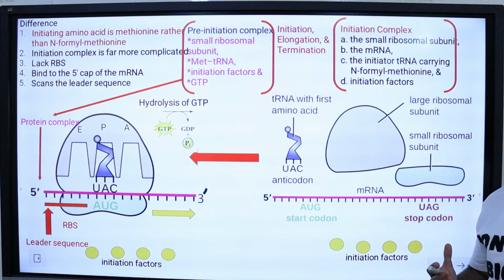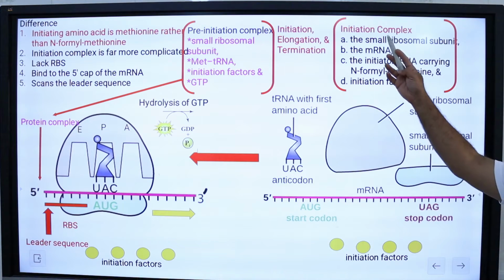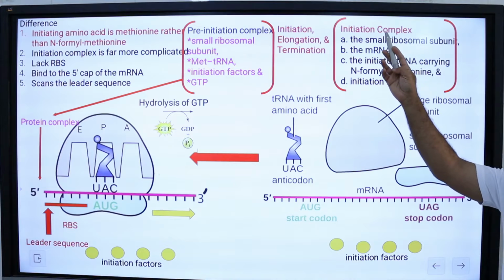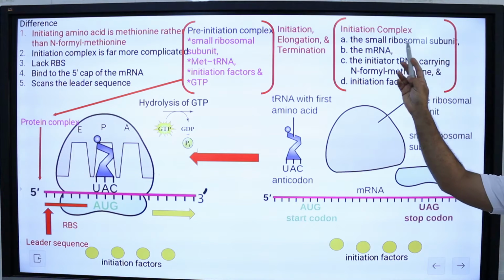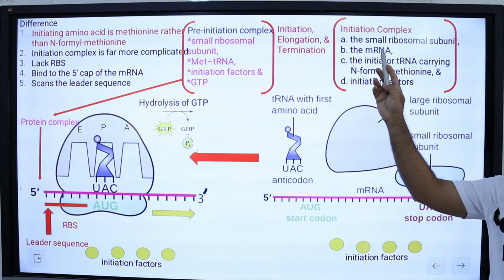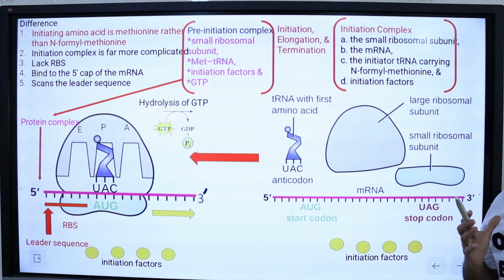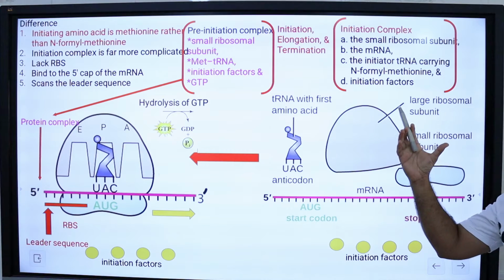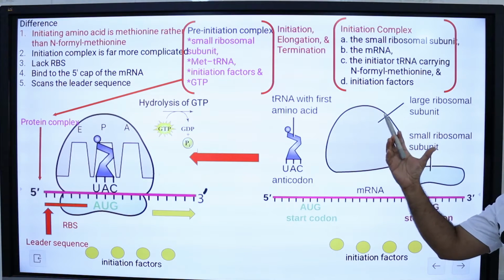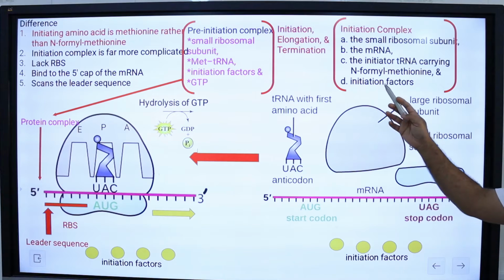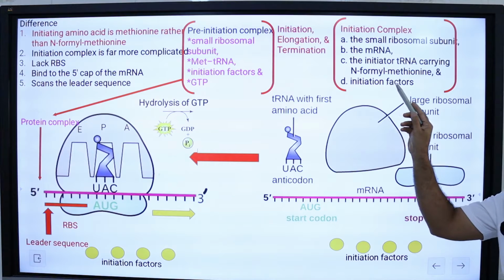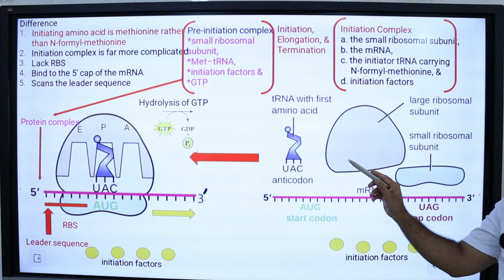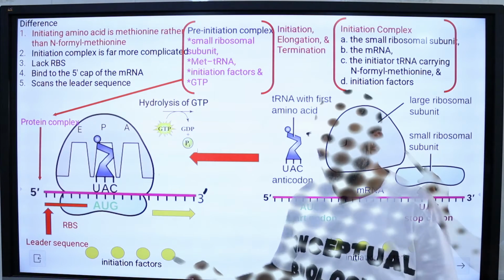Translation in bacteria begins with the formation of the initiation complex. The initiation complex includes the small ribosomal subunit, messenger RNA, the initiator tRNA molecule charged with chemically modified methionine, that is called N-formyl methionine, and initiation factors. Initiation factors are involved in initiation only, and they are not part of the ribosomes.